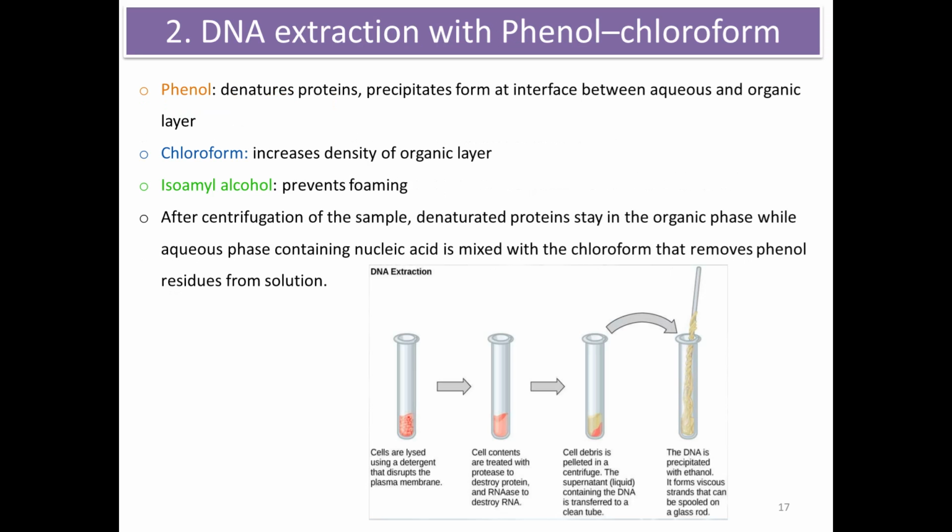DNA extraction with phenol chloroform. We have previously discussed this one in a previous slide. Phenol denatures protein, which precipitates at the interface between the aqueous and organic layer. Chloroform increases the density of the organic layer, and isoamyl alcohol also prevents foaming. So after centrifugation of the sample, the denatured protein stays in the organic phase, while the aqueous phase contains the nucleic acid. Nucleic acid is very polar, and the chloroform removes phenol residue from the solution. So we can remove the DNA from the proteins and other components.